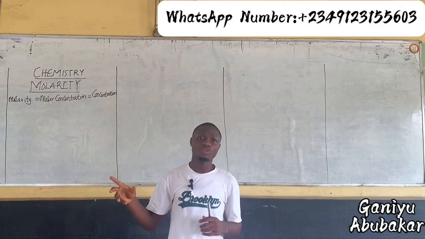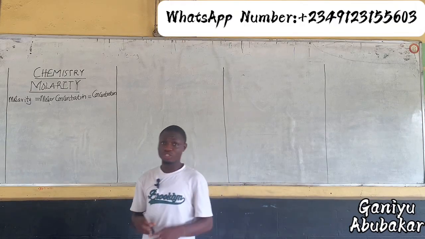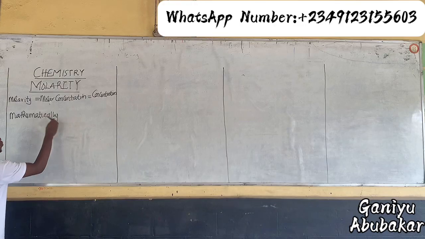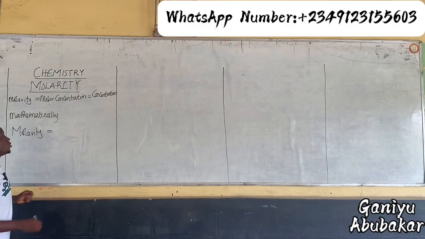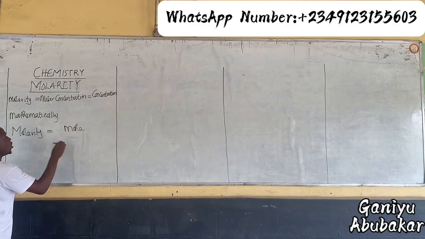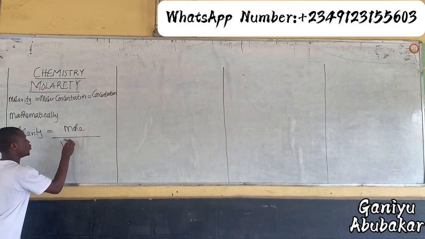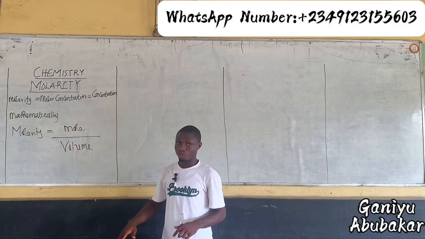So having understood the definition and the several names molarity can come by, let's look at the mathematical expression for molarity. So mathematically, we're saying that molarity is equal to the ratio of number of mole of a compound over the volume. So note that molarity is simply the ratio of mole and volume. As easy as this, please.